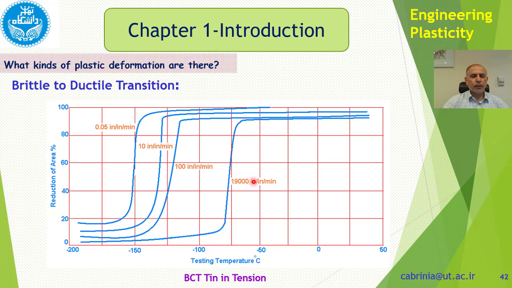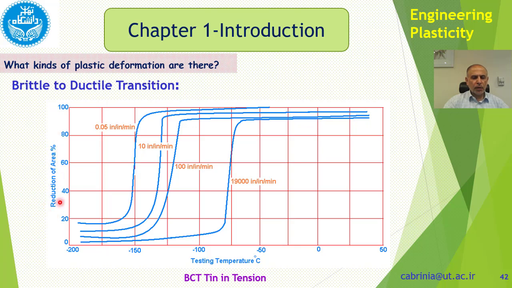I will talk about the effect of strain rate on the material behavior, but now I want to concentrate on the change in temperature and see how the change of temperature affects the material. Okay, one material at one strain rate. Here we have the percentage reduction of area, and here we have the testing temperature. What material is it? It's BCT, tin in tension. Body-centered tetragonal, that is the crystal structure, BCT. Tin in tension means that we have a specimen made of tin under a tensile test.